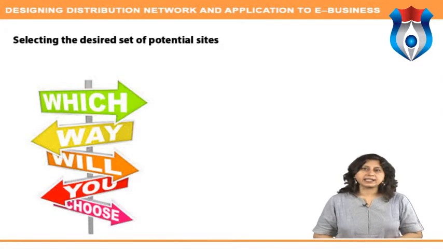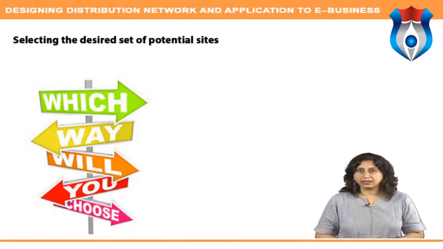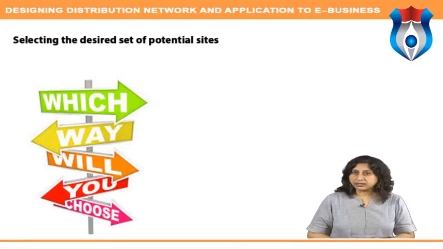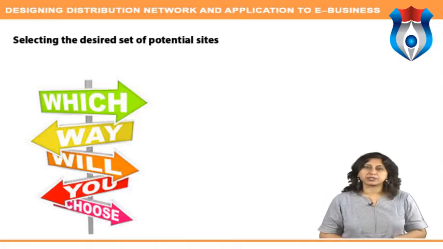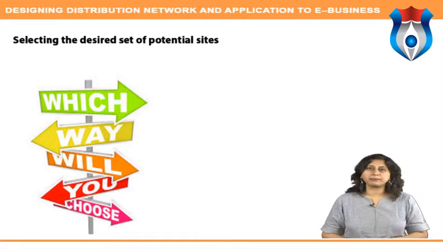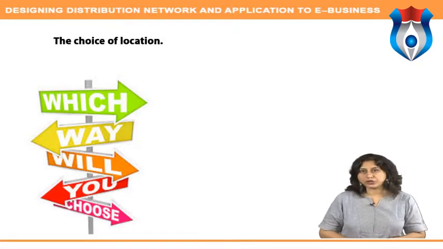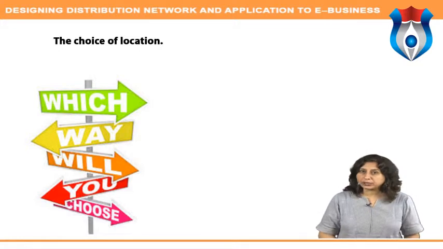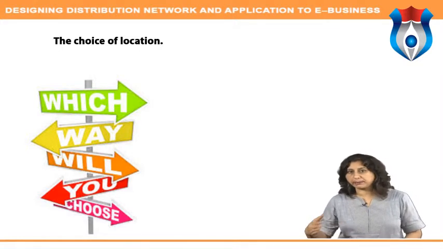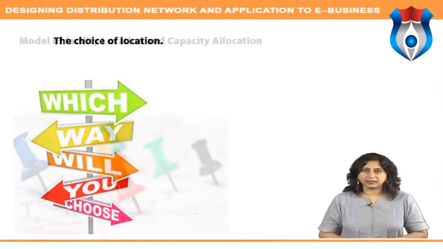Selecting the desired set of potential sites. The goal of phase 3 is to select the desired set of potential sites in each region in which the facility will be placed. The choice of location. The purpose of this phase is to choose the right location and the capacity for each facility.